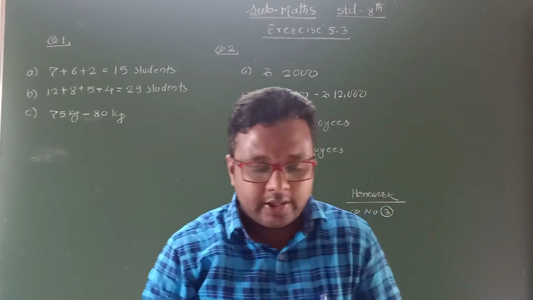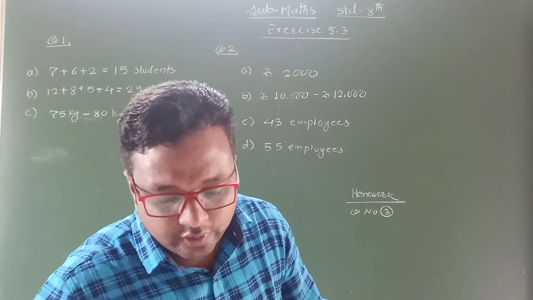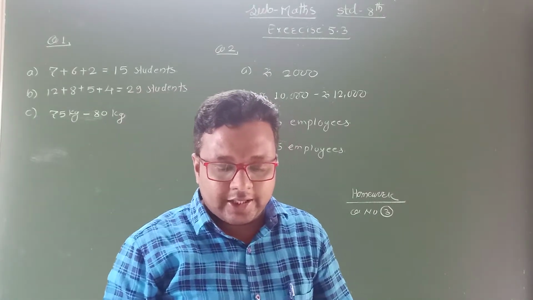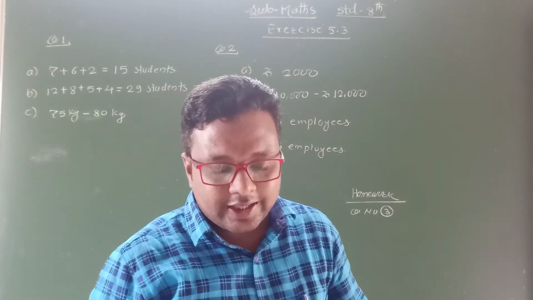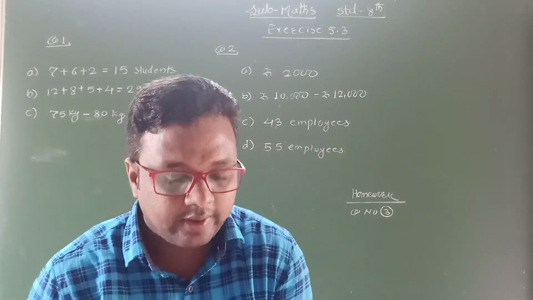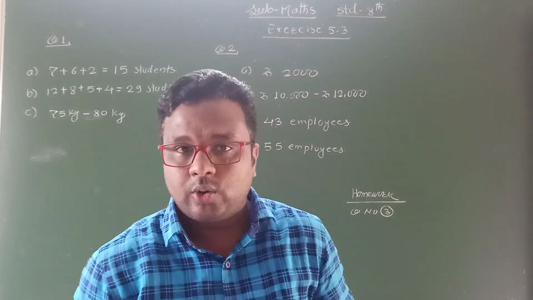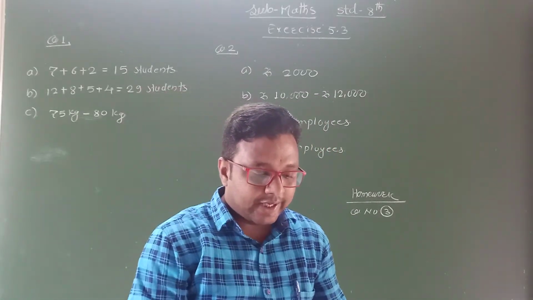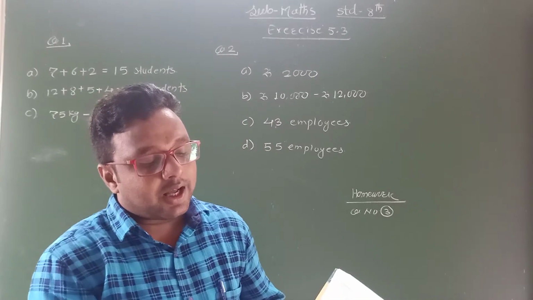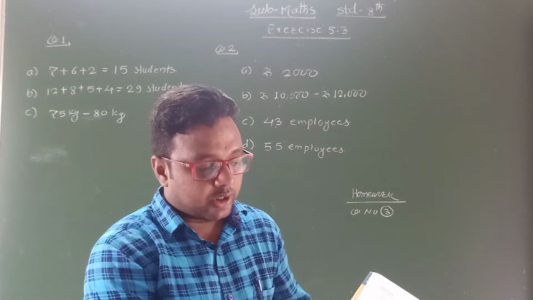The first question is given. The histogram given in the figure shows the weight in kg of the students studying in class 8. Then study the graph and answer the following questions. See page number 88. Here the histogram is given. This is the joint bar graph. This is called a histogram.